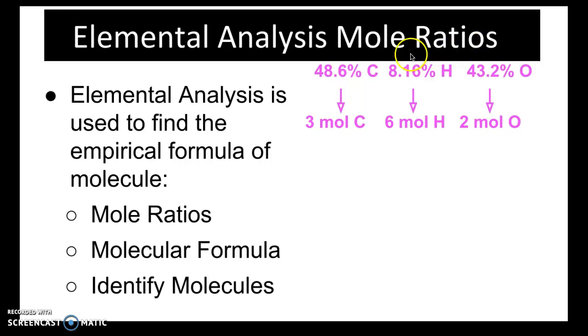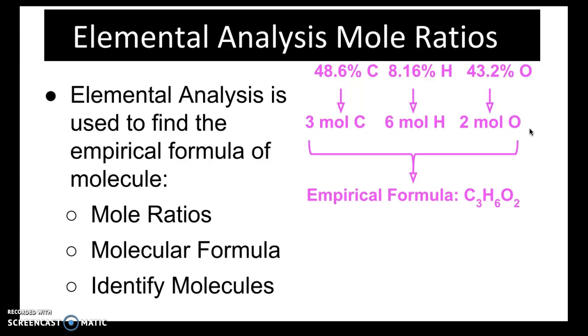So for this example, this would translate to 3 moles of carbon to 6 moles of hydrogen to 2 moles of oxygen. Once you have the mole ratios of the elements in your sample, you can then gather that information into your empirical formula. Your empirical formula here would be C3H6O2. And again, that just comes directly from the mole ratios.